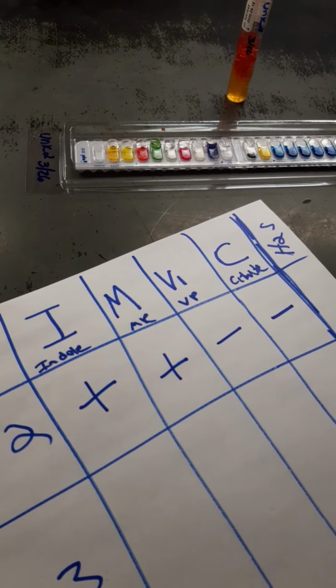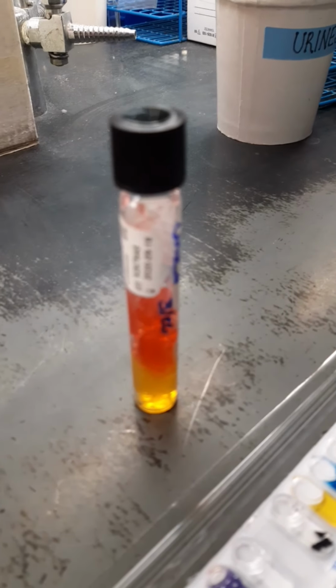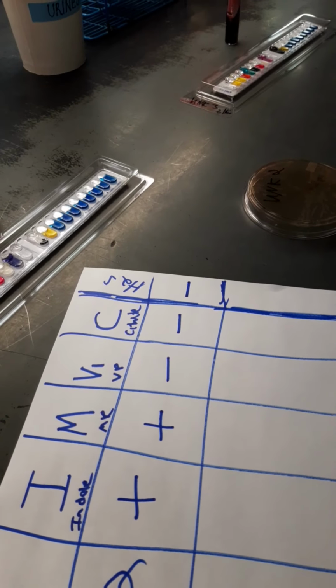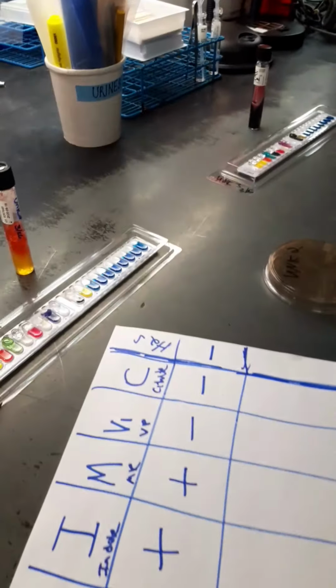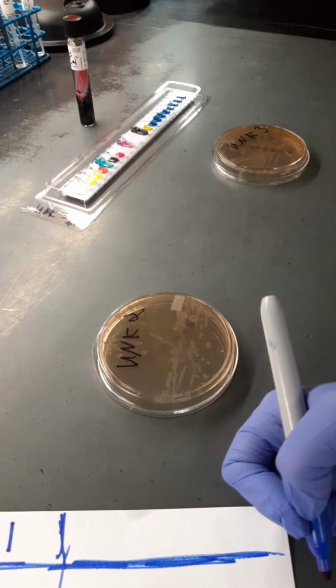Now we're going to add what the H2S is on your TSI. It's not black there, and it's not black there. So your H2S is negative. So due to that, you know it's a glucose-only fermenting enteric, non-lactose fermenting, non-H2S. So there is a possibility that this unknown could be Shigella.